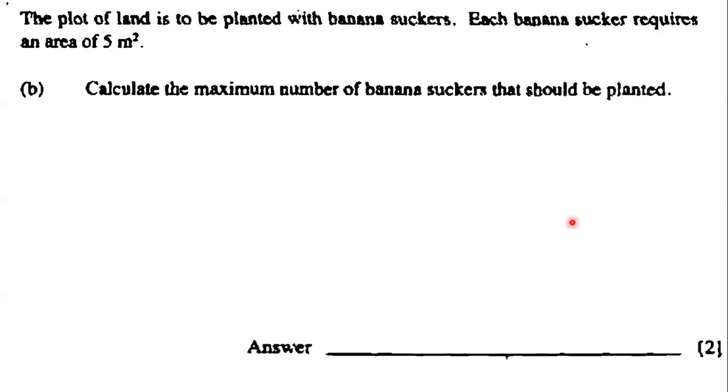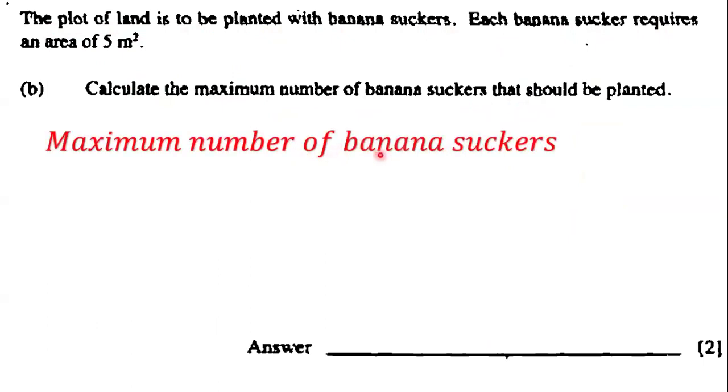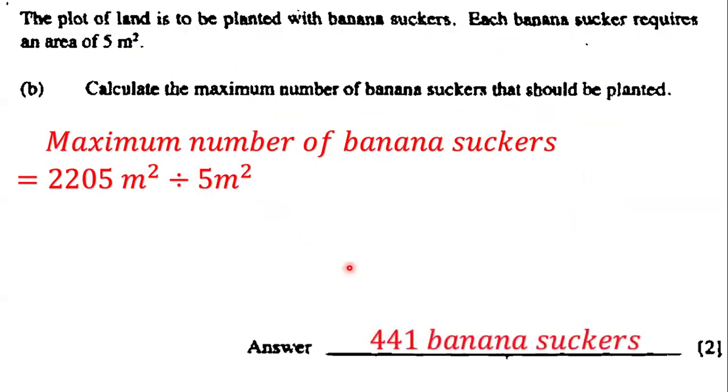Now let's move on to the next question. The next question states that the plot of land is to be planted with banana suckers. Each banana sucker requires an area of 5 meters squared. Calculate the maximum number of banana suckers that should be planted. The maximum number of banana suckers is going to be 2,205 meters squared divided by 5 meters squared, which gives us 441 banana suckers. And so the answer for this question is 441 banana suckers. And that's the answer to this question.